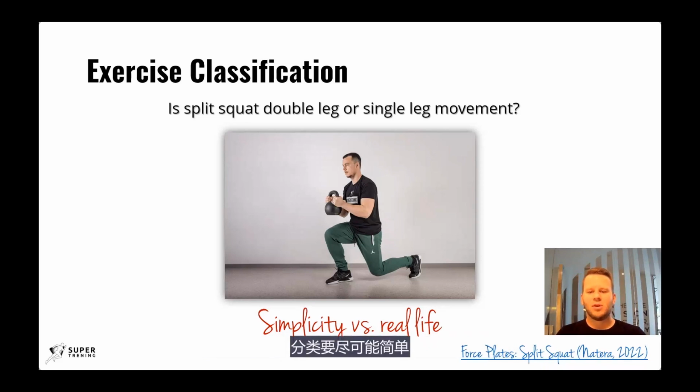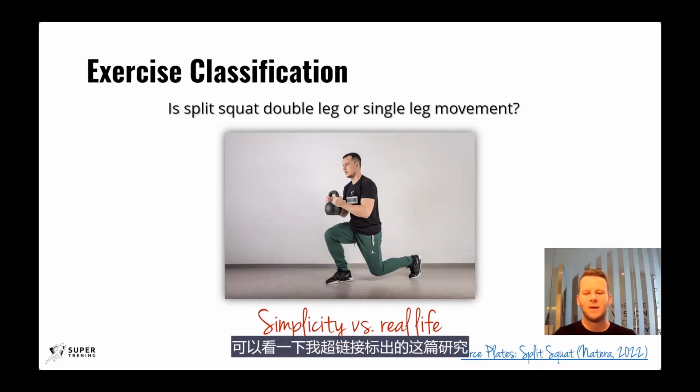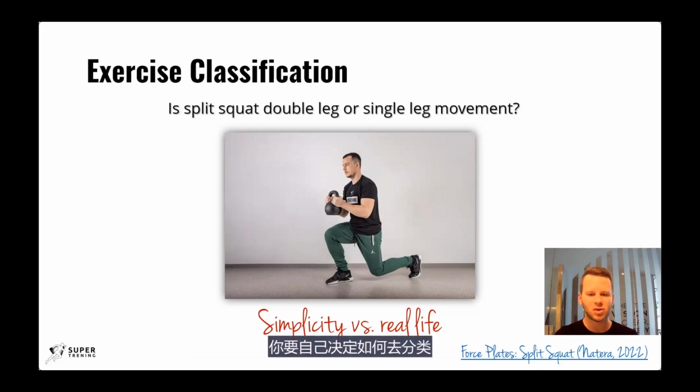So why do we do this? Because we want to make things simple, as we said before. Simple for us to use, simple for us to understand, and simple for us to explain to the coaches or athletes we're working with. I posted an interesting link to the force plate measurements from Alex and Tara, who use different implements such as barbell, dumbbell, and Smith machine to measure the load distribution between the legs in a split squat. So you decide what it is and keep it there, keep it simple.